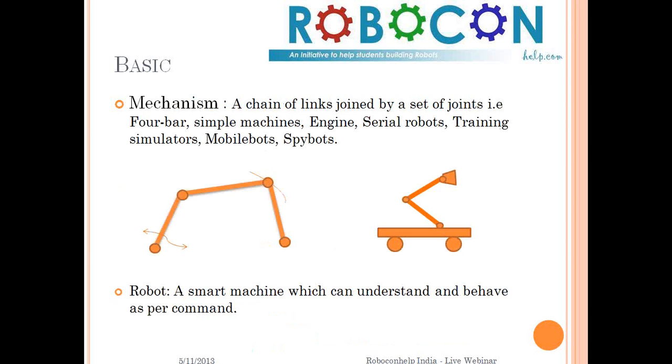So what is a mechanism? A combination of joints and links is a mechanism. A mechanism can be a 4-bar, or a very simple machine like your plier, or an engine. It has translatory and rotatory motions and links. Then we can have serial robots. If you see over here, we have a spy robot which has a camera installed here. If I remove this platform and wheels, it will be a serial robot.